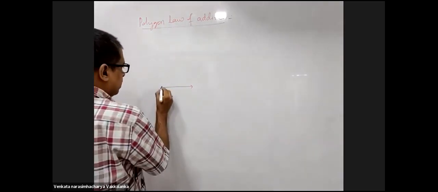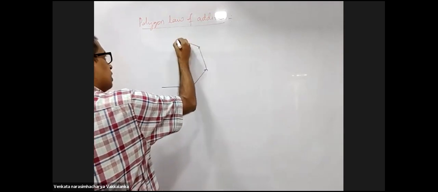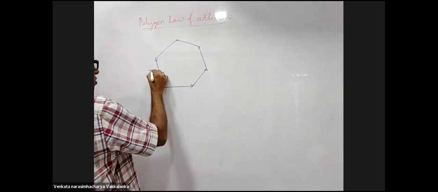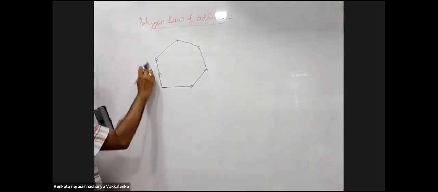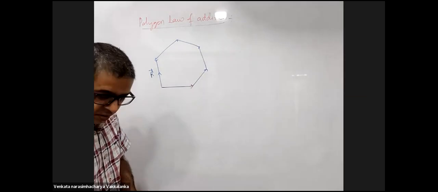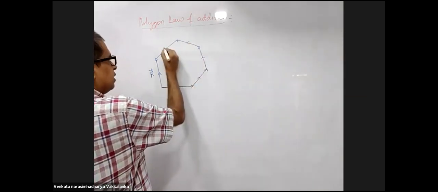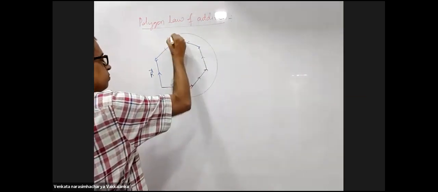If n vectors are represented as n sides of a polygon taken in one order, then the resultant is the closing side of the polygon taken in the reverse order.